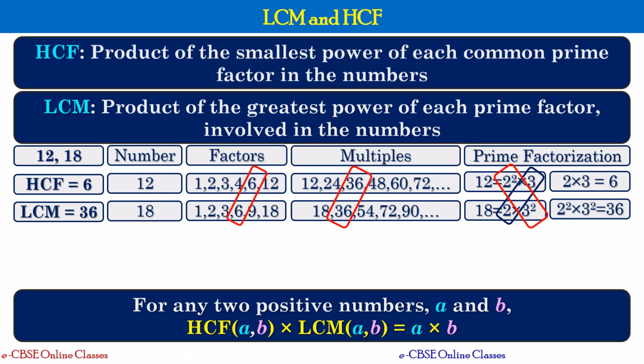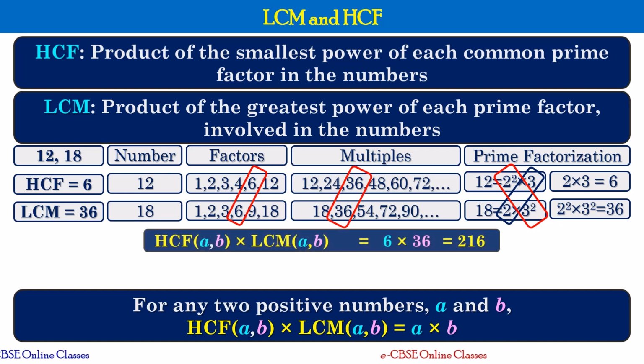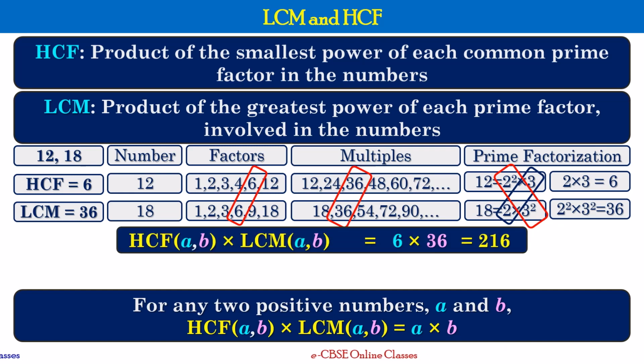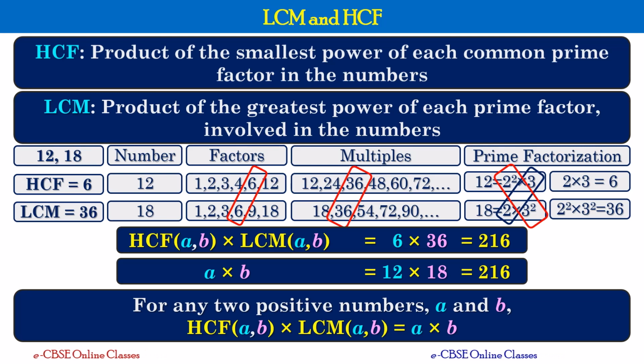So basically it says if you have two numbers and identified HCF and LCM, the product of HCF and LCM is equal to the product of the numbers itself. So let us try to validate with the above example. HCF is 6, LCM is 36, 6 into 36 is 216. A into B, that is 12 into 18, is also 216. So we have verified this fact.